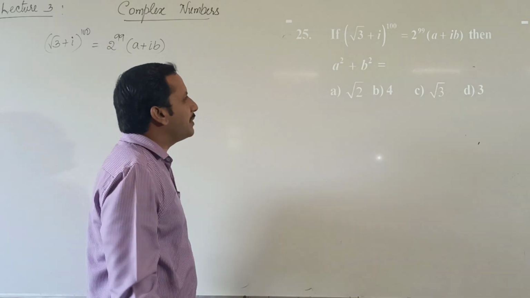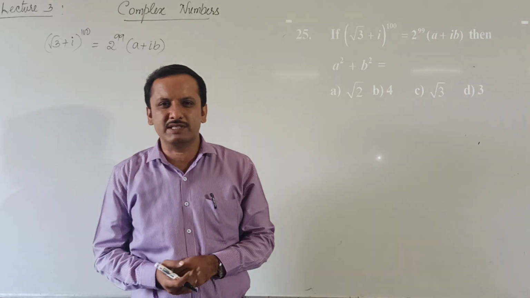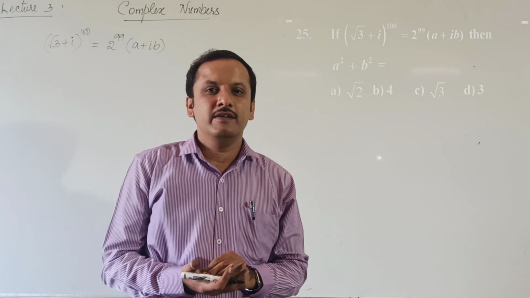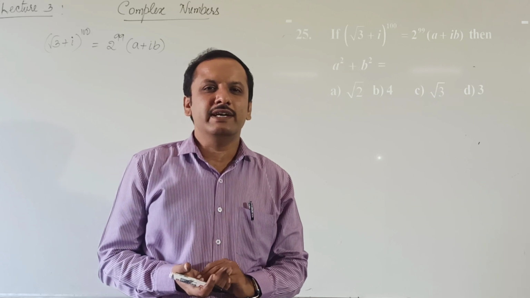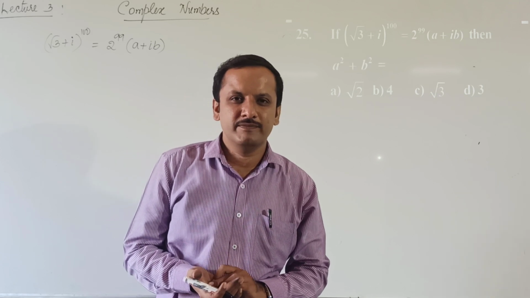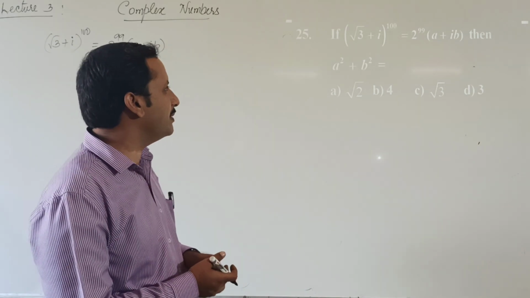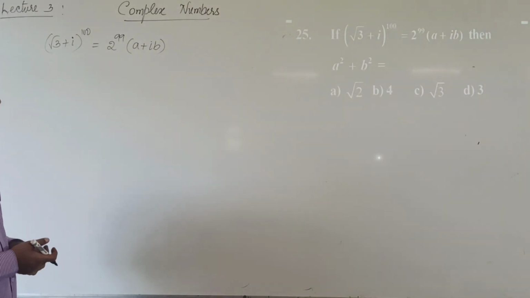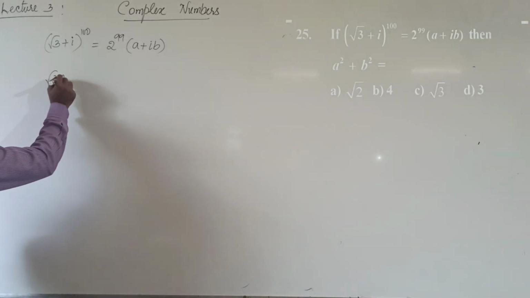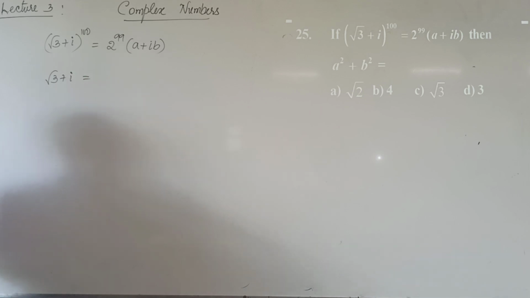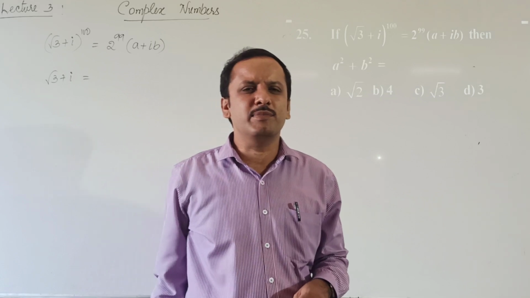So root 3 plus i whole power 100, if I try to expand it, you can use binomial theorem and expand it, which will contain 101 terms, and I don't have that much space here, neither the time nor the space. So let us find some other alternative for that. Okay. Root 3 plus i, write it in polar form. Polar form means r into cis theta or r into cos theta plus i sin theta.